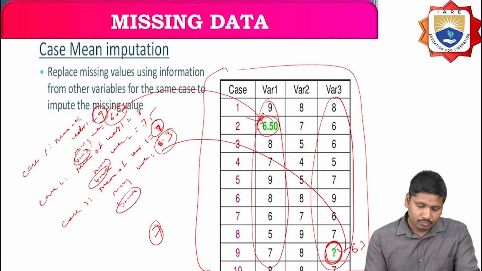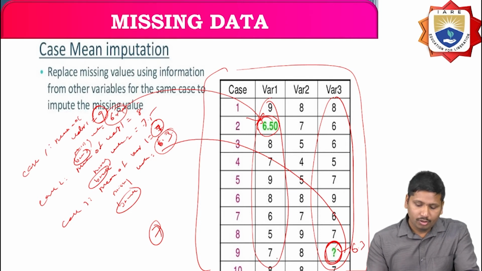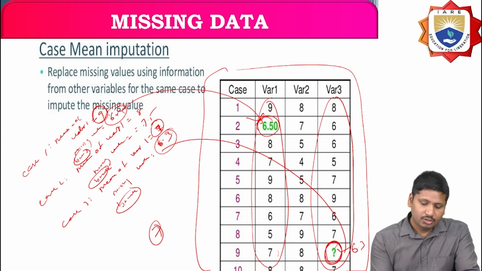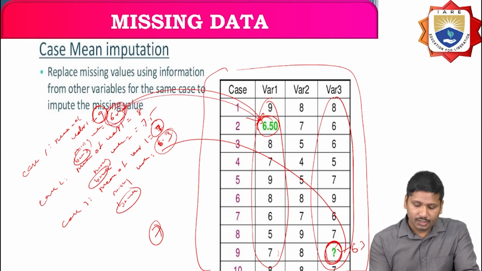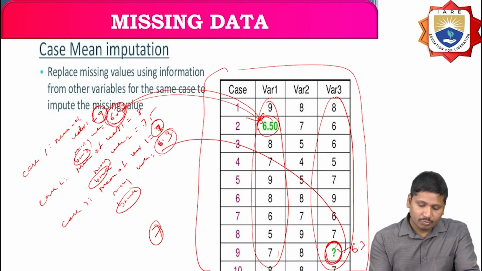Look at this problem once again. For case mean, you have to fill the missing values with the information from the other variables from the same case to impute the missing value. For that, I have to write some kind of case mean statements. So calculate the mean of the variable and the case it satisfies, and the corresponding value is going to be filled here. Similarly, in case 3, calculate the mean value of this variable of the same case, and suppose the mean value I'm getting is 7, right? So that value is going to be filled in for the missing value.